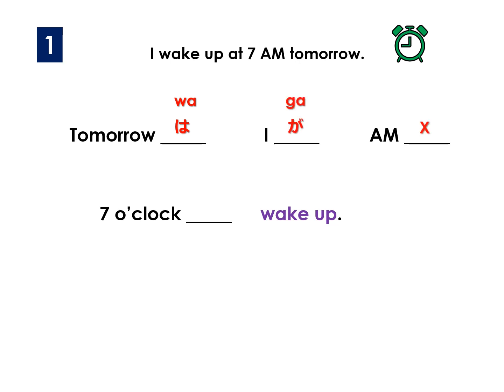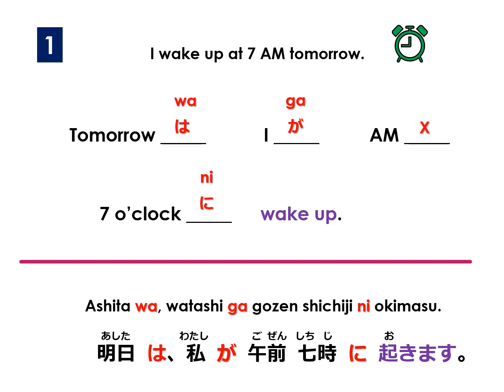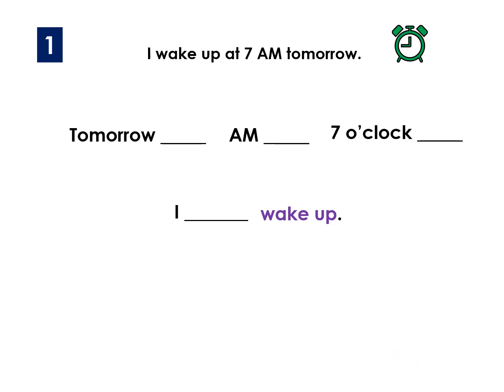AM does not take a particle, and 7 o'clock still takes the particle ni for specific time. So we say, 明日は私が午前7時に起きます。We can also choose to express the time 7 o'clock a.m. as part of tomorrow. Tomorrow takes the particle no. AM does not take any, being a relative time expression, and 7 o'clock takes the particle ni for specific time, the 7 a.m. of tomorrow.